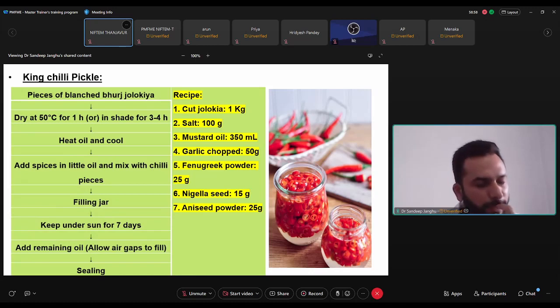Blanching we do for 10 minutes at 80 degrees centigrade. And then we dry it in shade, not much dry and not much wet. After 3 to 4 hours in shade, a little amount of oil is heated, and then the spices are mixed in this little amount of mustard oil, and then the chili pieces are added. After filling it into a jar, we can keep it in the sun for softening of the pickle, and in between we can add the remaining mustard oil as and when required. After that, jars can be sealed and labeled.